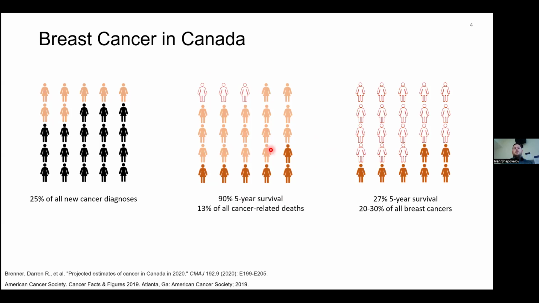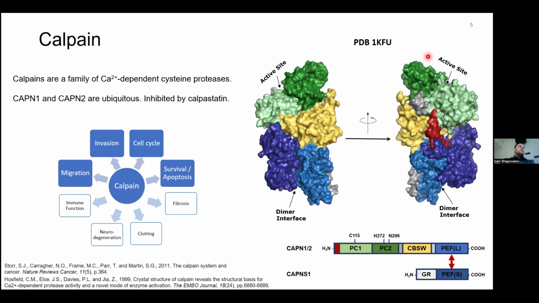So what our lab is hypothesizing is that if we perhaps can prevent this progression from local and regional disease to metastatic, then perhaps we can ameliorate this huge increase in breast cancer mortality. And the way we do that is we're looking for molecular mechanisms and targets that can be exploited to abrogate cancer metastasis. And that's how we arrive at Calpains.